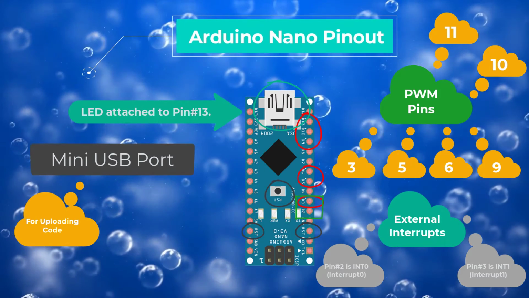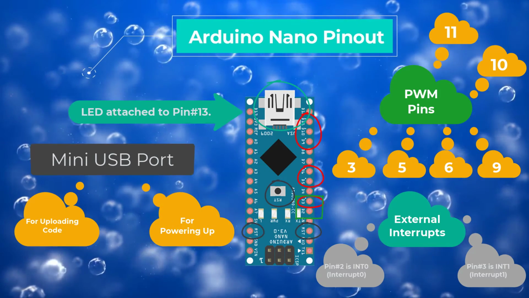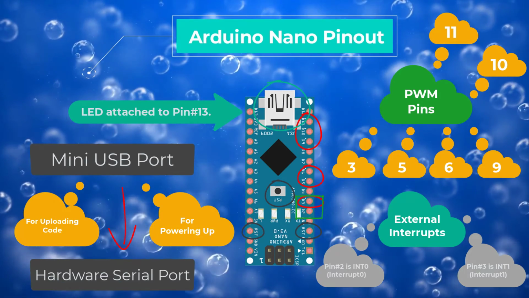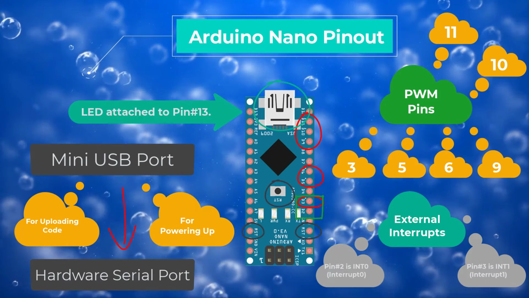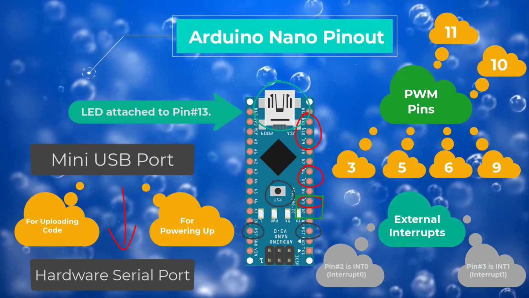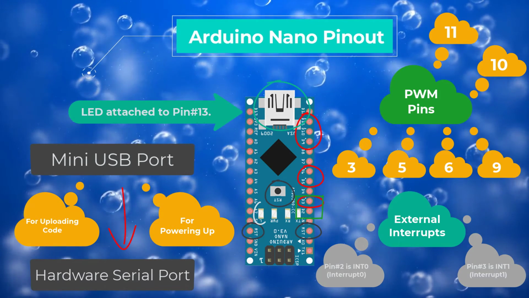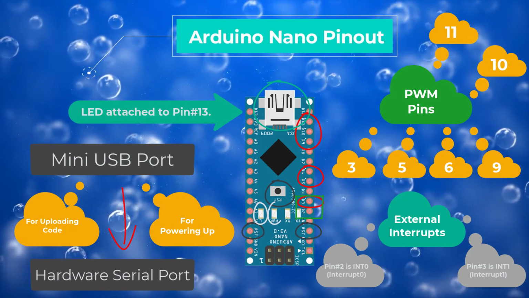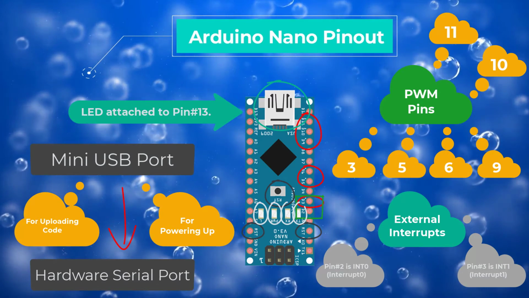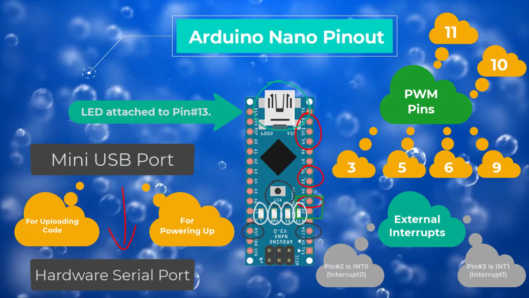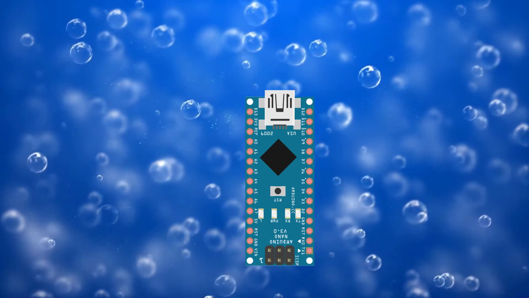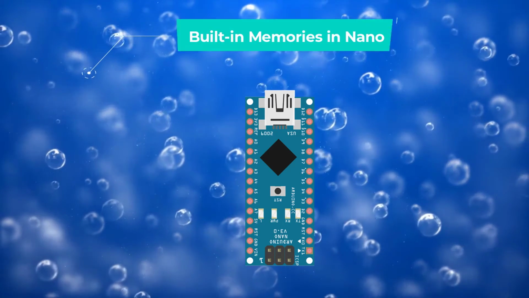Power is also provided through this mini USB port. This mini USB port is internally connected with hardware serial pins 0 and 1. So, if you have connected any module with hardware serial pins, you won't be able to upload code. It also has 4 LEDs embedded on it. One is connected with pin number 13, second is power LED, it turns on if Arduino Nano is powered up. Third and fourth LEDs are connected to RX and TX respectively, and they will start blinking if there's any serial communication. Now, let's have a look at the built-in memories present in Arduino Nano.